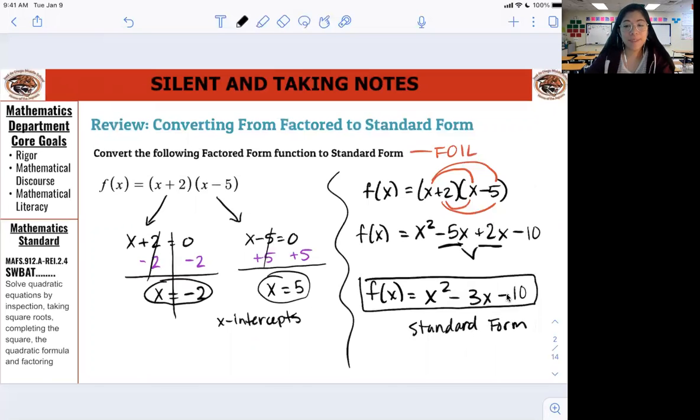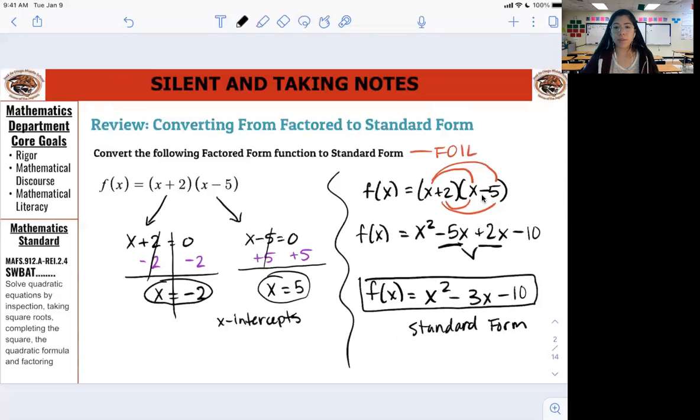Okay, so I'm in standard form now. Do we know if you're in standard form, have we learned yet how to go the other way? So we just went from factored to standard. Do we know how to go from standard back to factored? No, right? We haven't learned it until today. So let's talk about it.